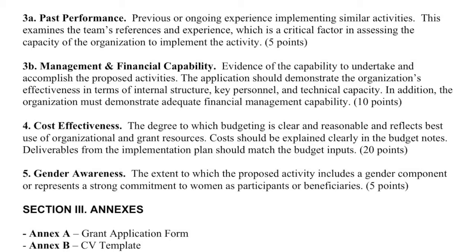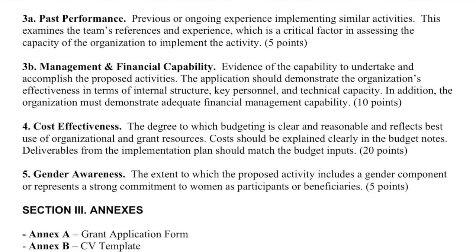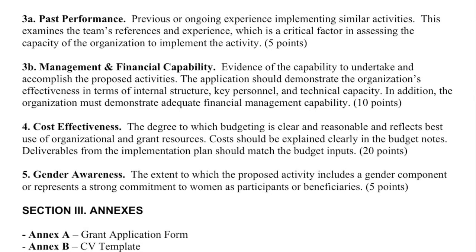Part 3 focuses on your organization's programmatic capacity to deliver the grant and has 2 sections. Criterion 3A will focus on your previous or ongoing experience implementing similar activities. This examines the team's references and experiences, which is a critical factor in assessing the capacity of the organization to implement the activity. This will focus on Section 3, Experience and Capacity, of the application form. This section is worth 5 points.